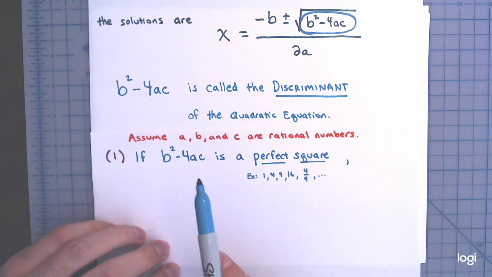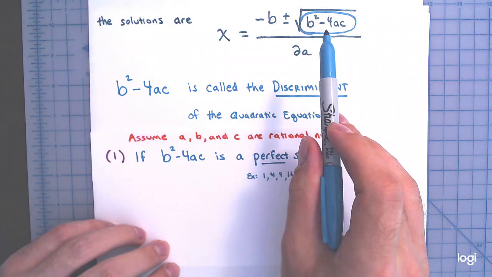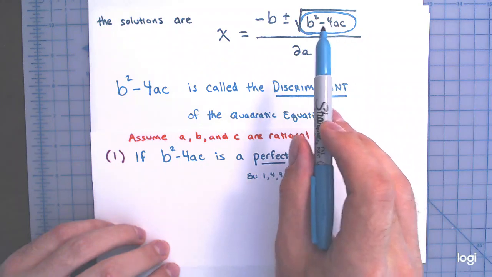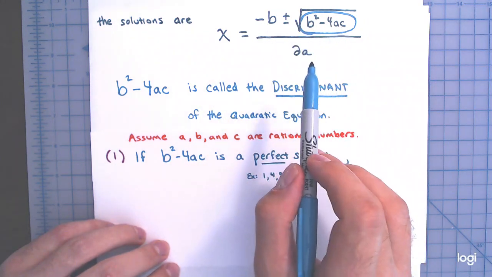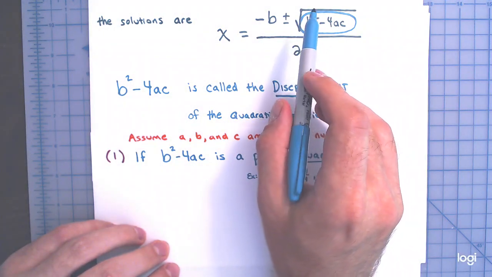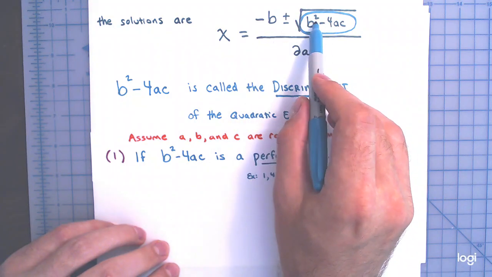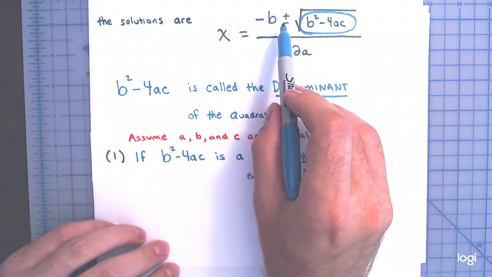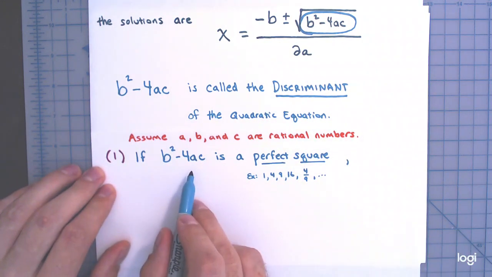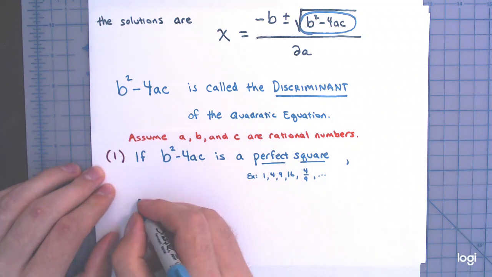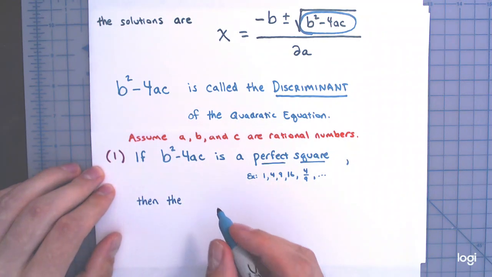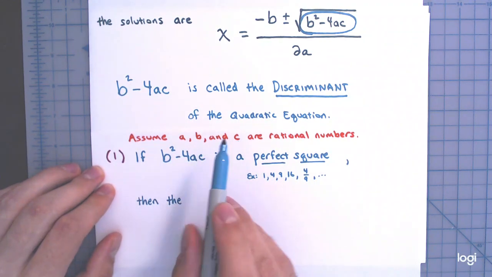So if a, b, and c are all rational, and b squared minus 4ac is also a perfect square, the square root of a perfect square will be another rational number, and then I'd have rational numbers all over the place. We would end up with two rational number solutions, right? Negative b plus some rational over 2a, and negative b minus some rational over 2a. So if b squared minus 4ac is a perfect square, then the equation has two rational solutions. Again, if we're assuming a, b, and c are rational themselves.